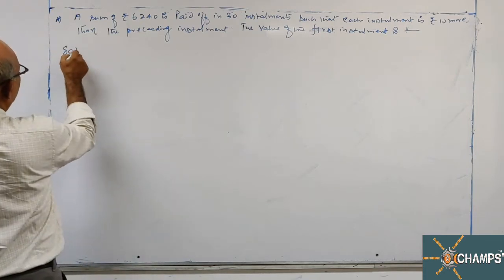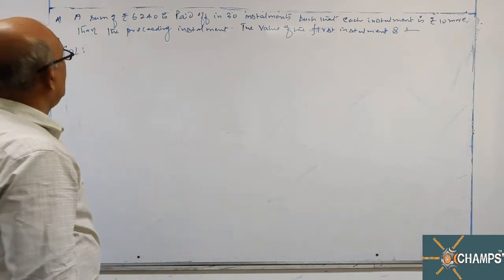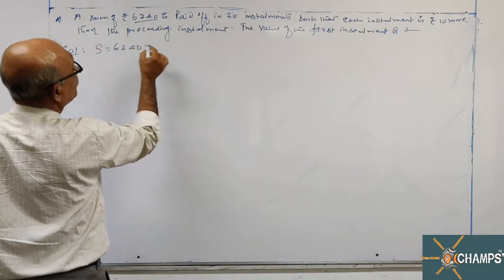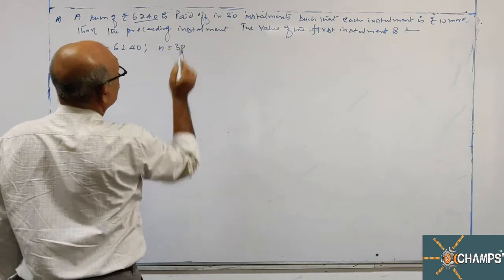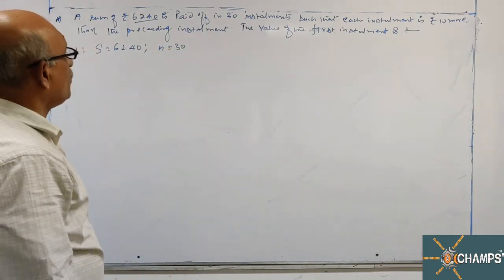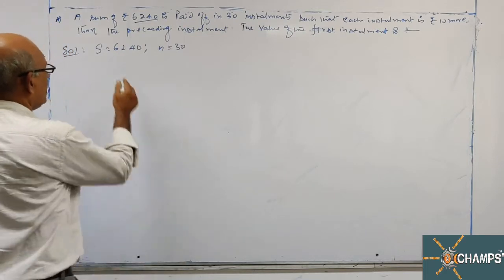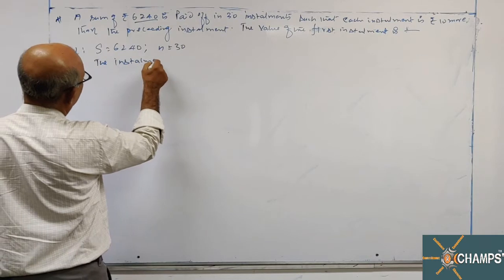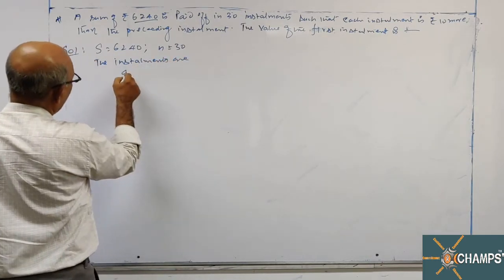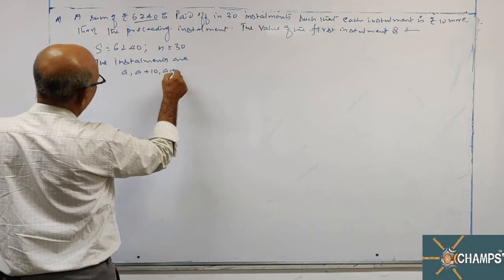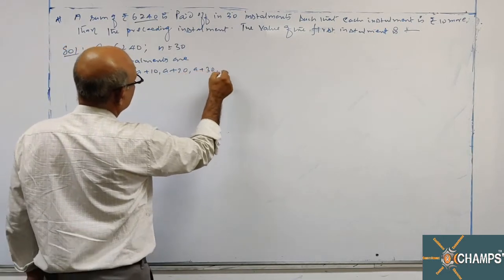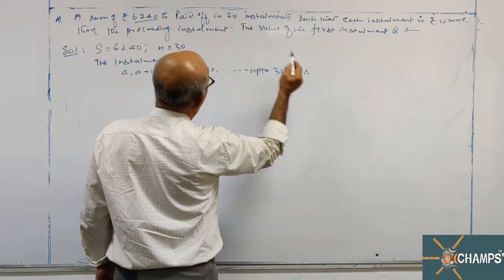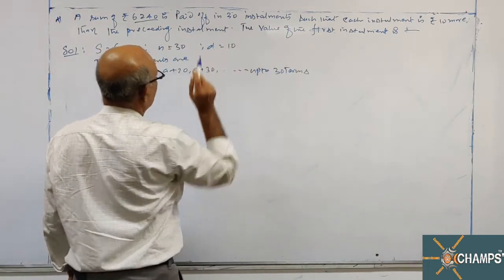Look at the solution. What is the sum value? S is equal to 6240 given. N is equal to 30. Each installment is rupees 10 more than the preceding installment. So the installments are A, A plus 10, A plus 20, A plus 30, etc. up to 30 terms. So clearly the common difference is 10.